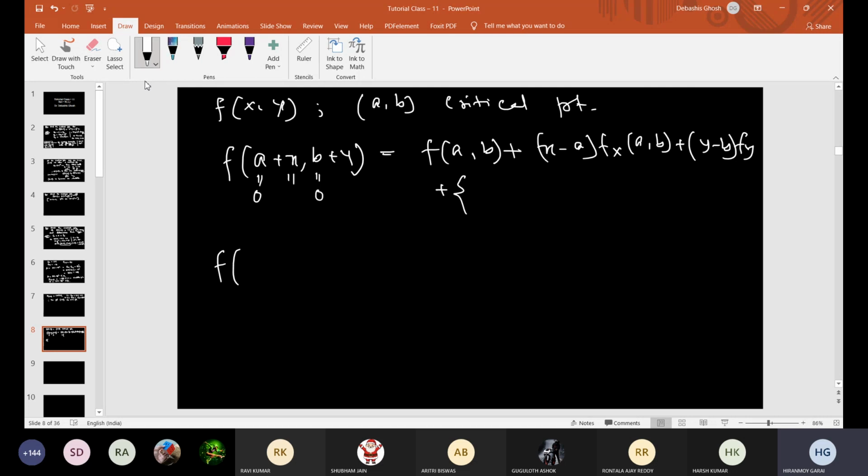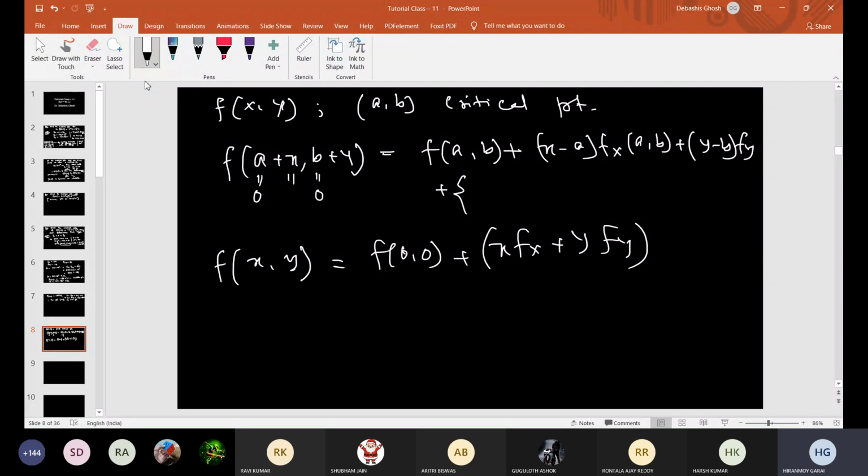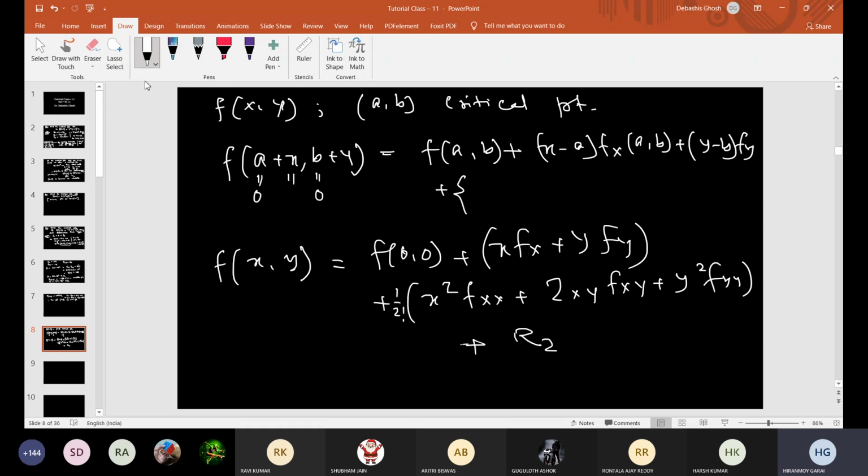We can have f of (0, 0), plus x f_x plus y f_y, at the point (0, 0) of course, then plus 1 by 2 factorial times (x square f_xx plus 2xy f_xy plus y square f_yy), plus some expression of order 3 onward, which we can call the remainder. Since it is of higher degree, the changes are very small, so we can consider that this has no contribution.